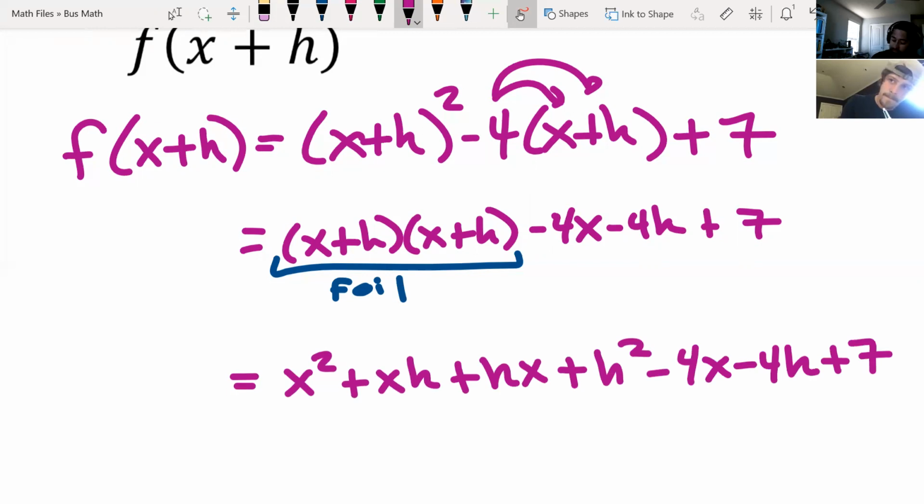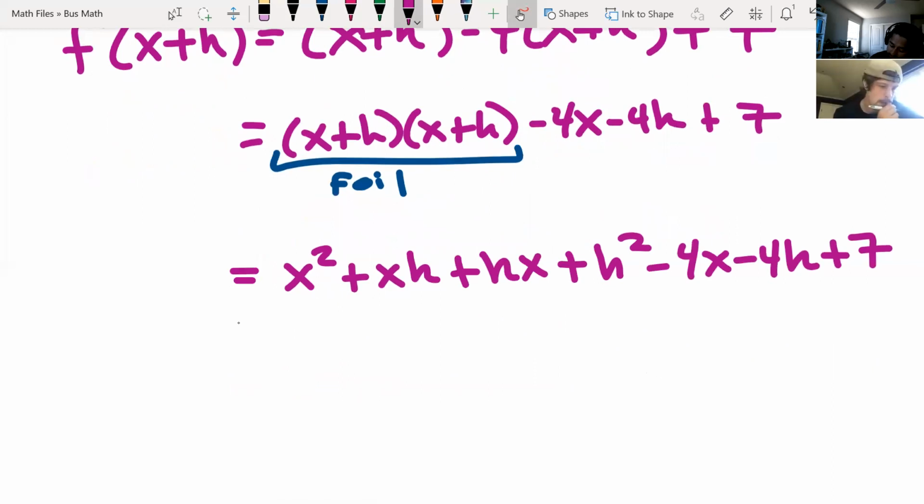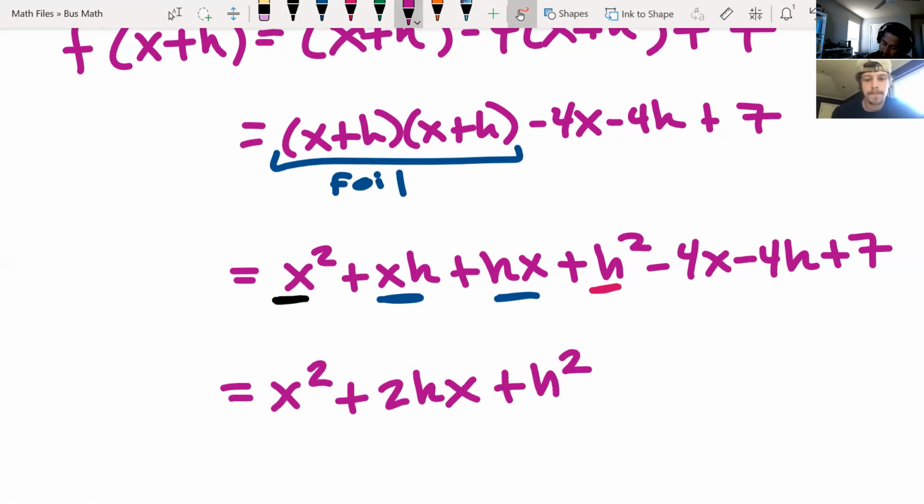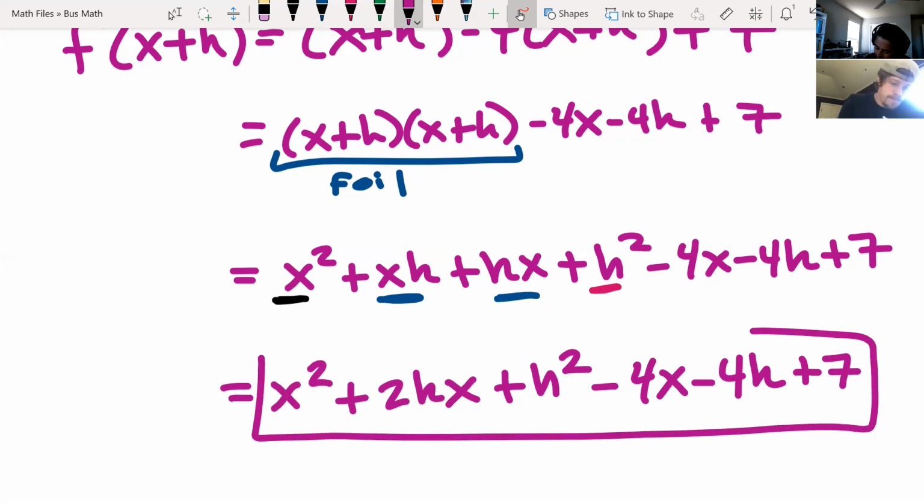And now all we have to do is combine like terms. And in here, there's not a lot. So here, there's no other x squareds, so that comes down. But then we have xh and hx. These are the same term, just written differently, so I'm just going to rewrite them as 2hx. And then here is h squared, so that's coming down. And then everything else is coming down: minus 4x minus 4h plus 7. There you go. Nothing else combines, and it's as ugly as it is.